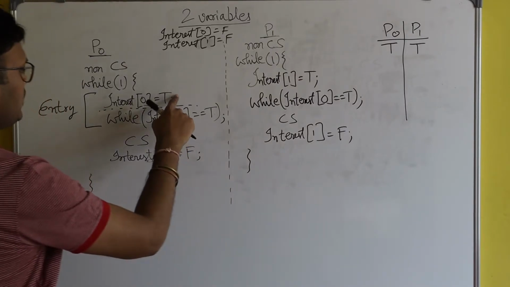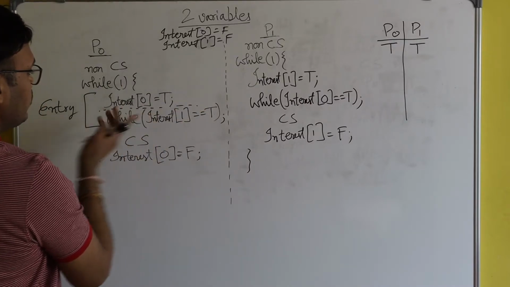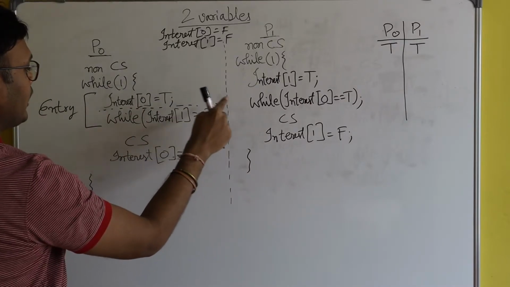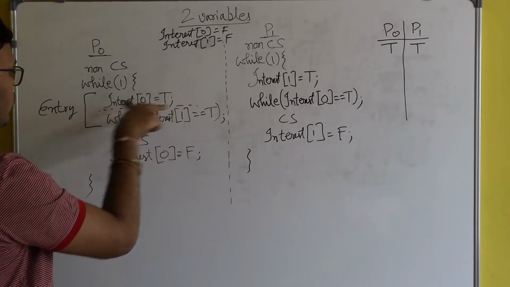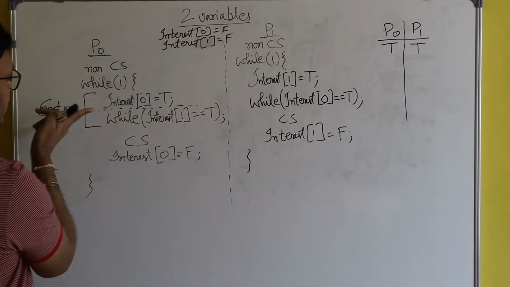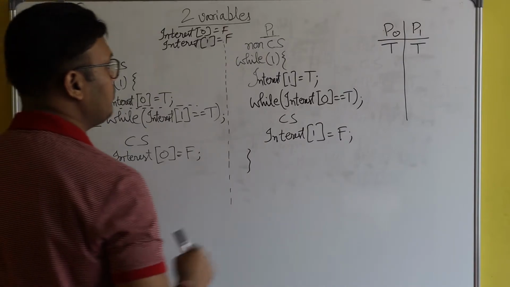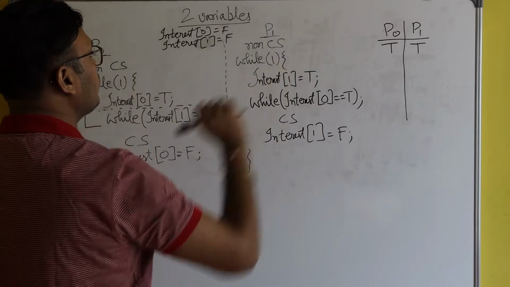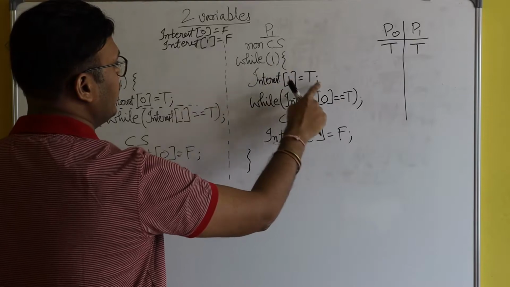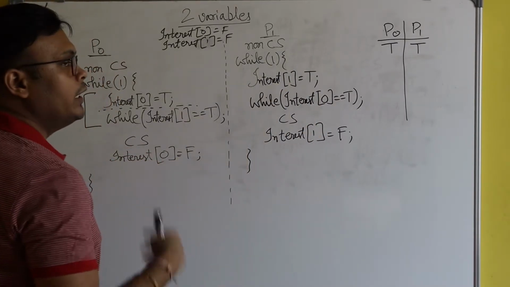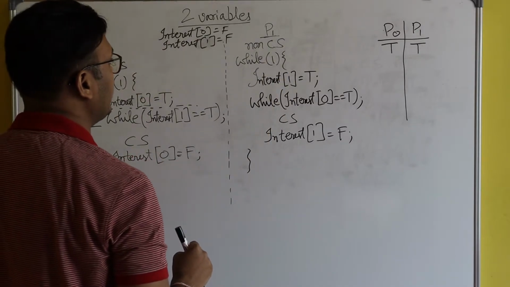Since process P0 is interested, definitely process P0 will execute this while loop. Process P0 wants to break this while loop, after which it can enter inside the critical section. But before process P0 could execute this while loop, context switching happened at this point and the CPU is given to process P1. Now see what will happen. Process P1 is also interested to enter inside the critical section, so process P1 will execute this line, and now this line: interest 1 is equal to true. It indicates that process P1 is interested to enter inside the critical section.